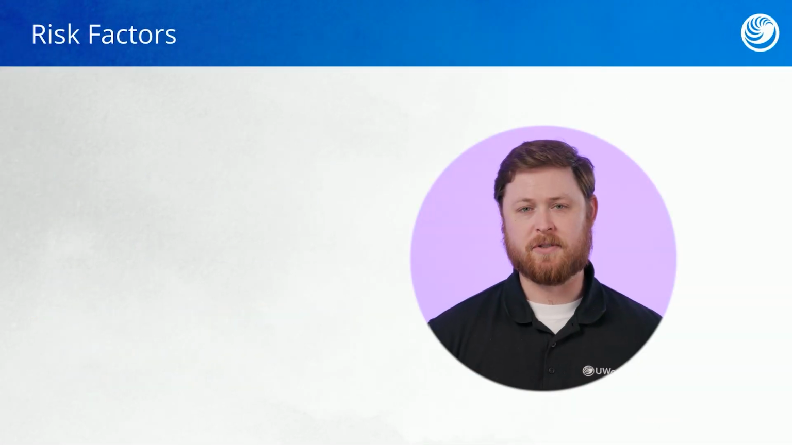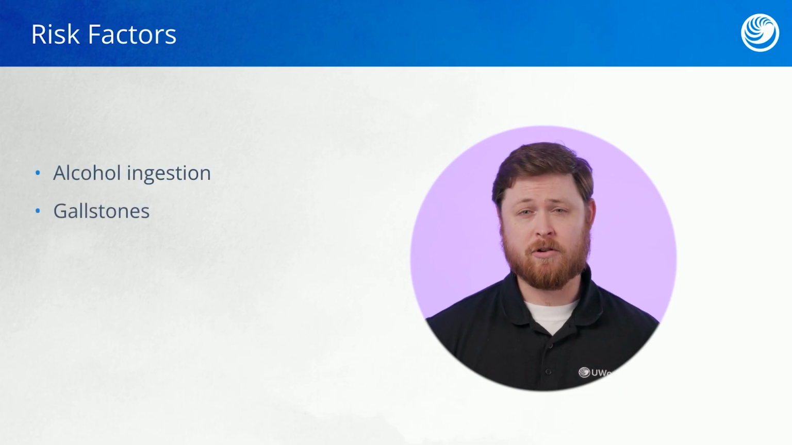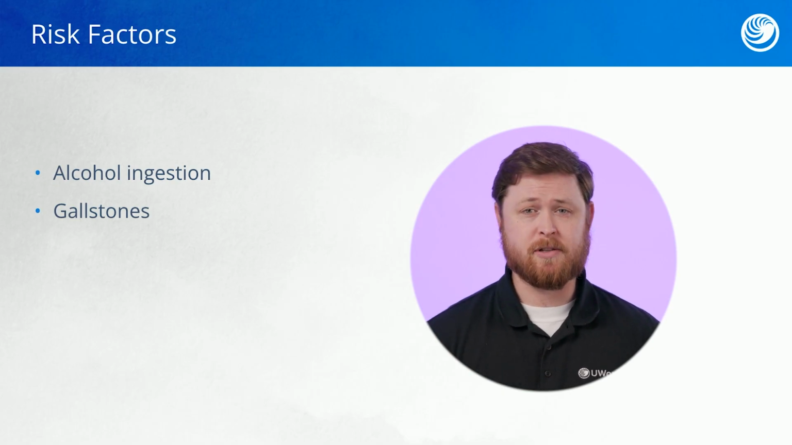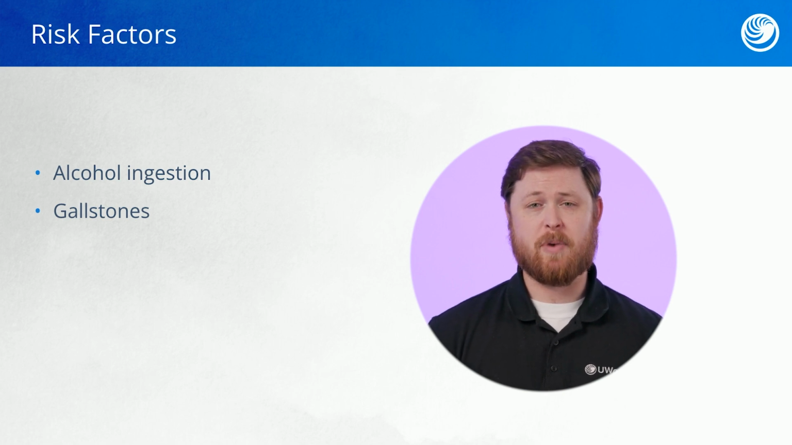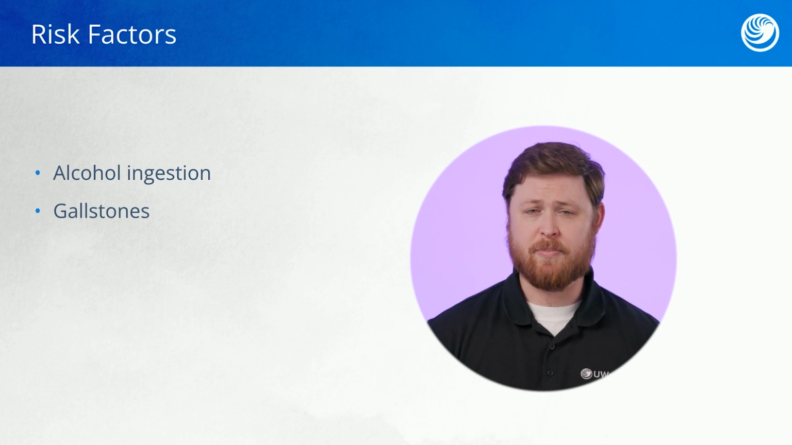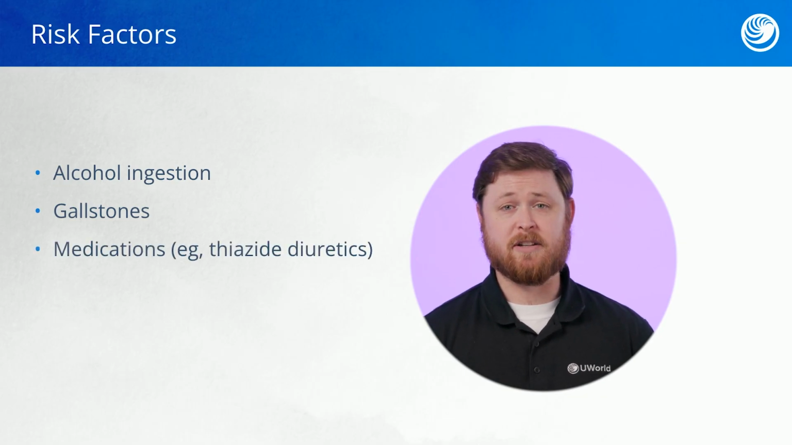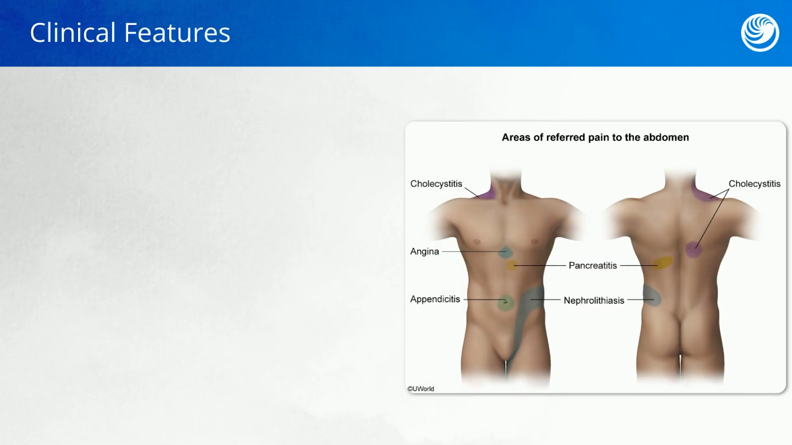Two of the most common risk factors for the development of pancreatitis are alcohol ingestion and gallstones. So alcohol ingestion is going to lead to that direct injury to pancreatic cells, while gallstone presence is going to lead to obstruction of that pancreatic duct, which again is going to trap those enzymes within the pancreas. Additionally, certain medications such as thiazide diuretics, certain viral infections, as well as direct trauma to the pancreas can lead to inflammation. Clinical features for acute pancreatitis include severe abdominal pain after eating.